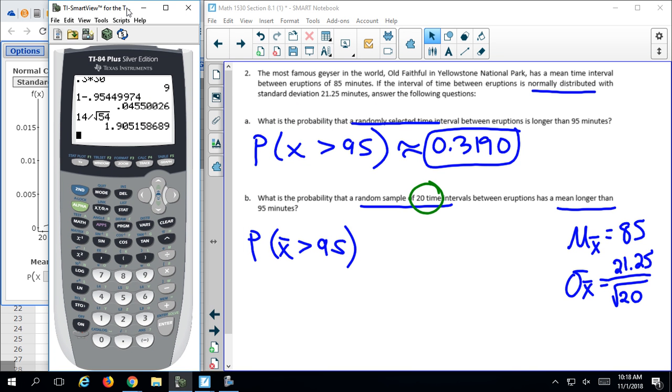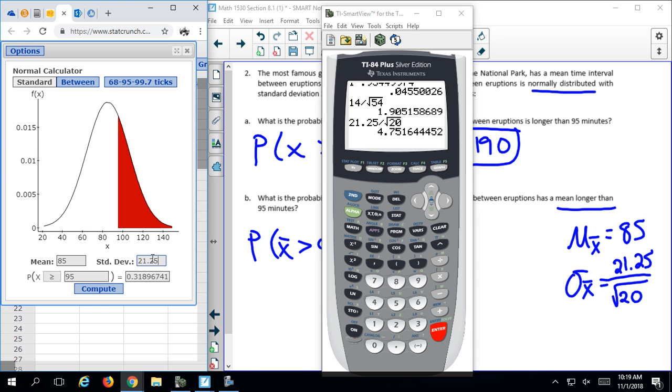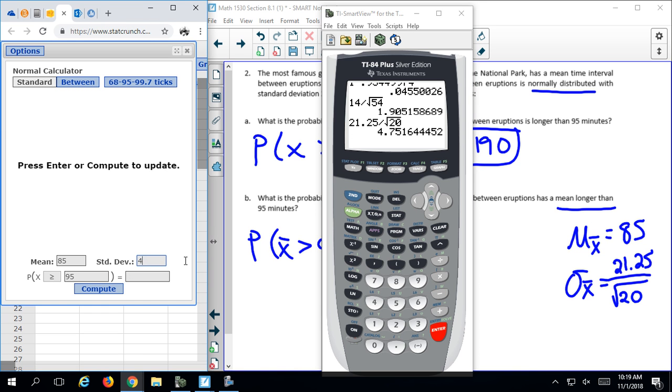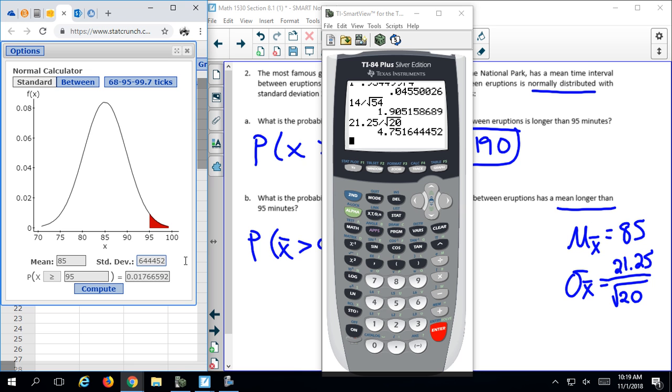Okay. All right. So I need to change the standard deviation here, and I don't have to change the mean. The mean's the same. Standard deviation is different. 21.25 divided by square root of 20. And I'm going to type that in for the standard deviation. And I just type the whole thing in. And I get 0.0177.